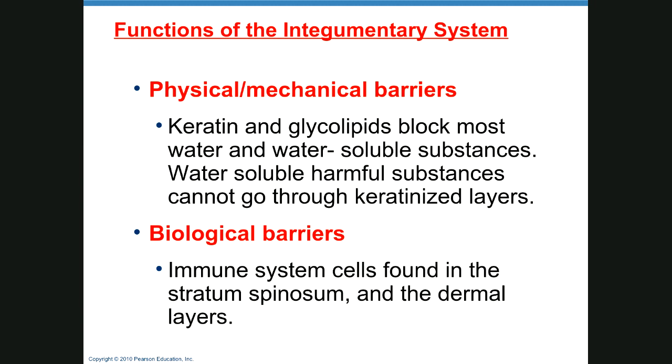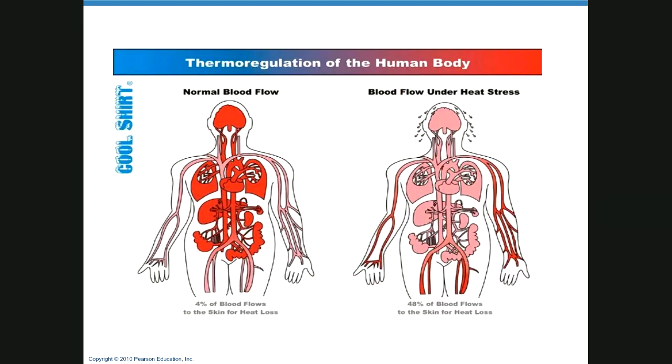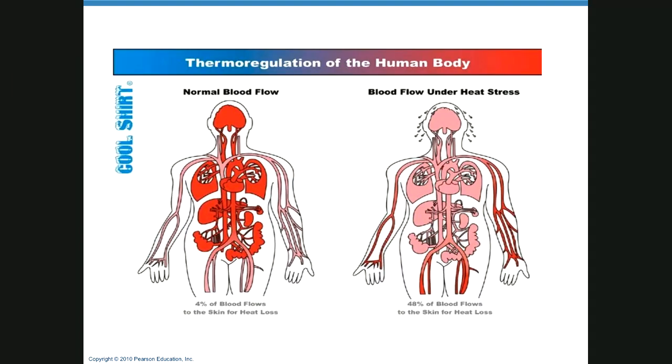Okay. The other function of the skin, which we have talked about at length, and yet again we bring it up one more time, is thermoregulation. So the skin is involved in cooling the body when the temperature elevates. Sweat will cool the body, and also the blood vessels of the skin are going to dilate to allow for loss of heat through the skin. At low temperatures, the blood vessels of the skin are going to constrict to prevent heat loss through the skin. So this PowerPoint shows you here, this is normal blood flow.